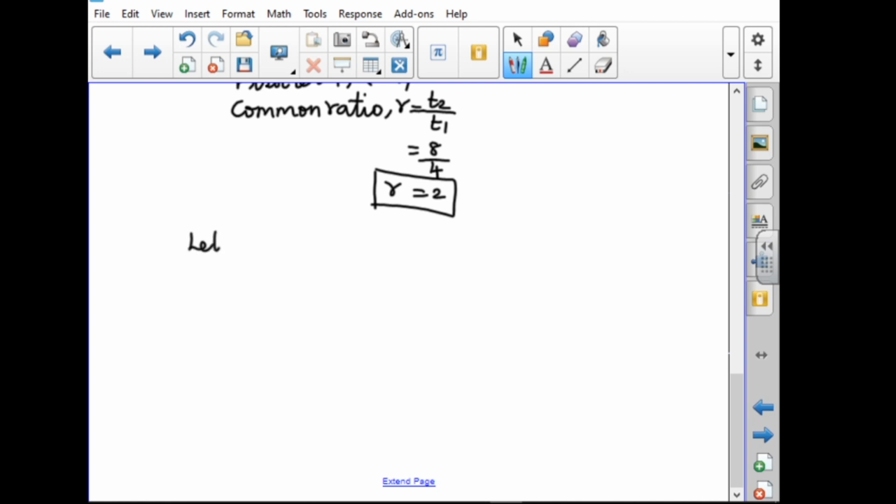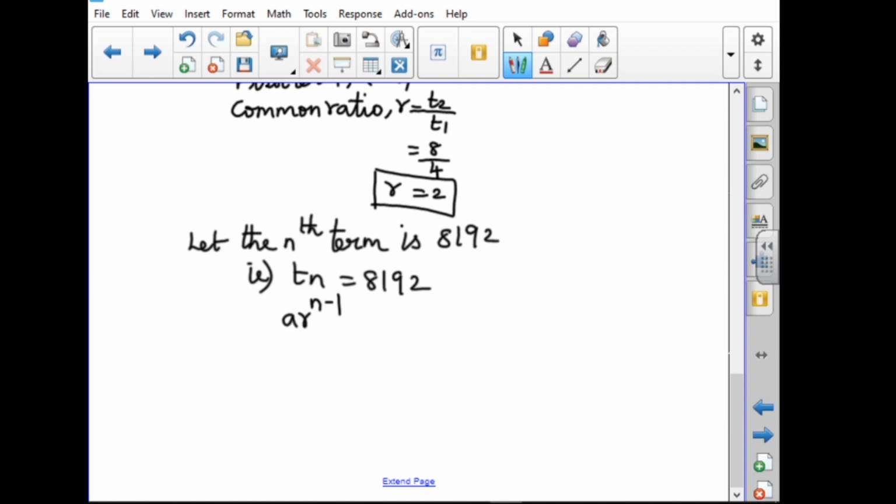Let the nth term be 8192. That is, write in symbol, Tn equal to 8192. So take the general formula for Tn: A r power n minus 1 equal to 8192. Now substitute the value for A, which is 4. So 4 into R, the value is 2, so 2 power n minus 1 equal to 8192.